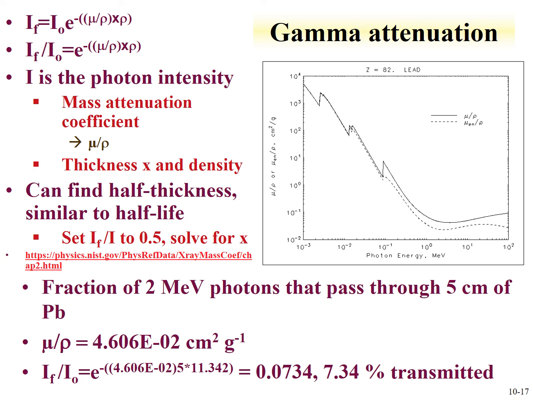As a simple example, one can determine what fraction of 2 MeV photons survive after passing through 5 centimeters of lead. One can go again to the NIST database and look at the X-ray mass attenuation coefficients for 2 MeV photons. The value is shown here. One plugs this into the equation, where the amount that passes through, the final intensity divided by the initial intensity, is equal to e to the minus the mass attenuation coefficient times 5 centimeters of lead times the density of lead, and it equals about 7.3% of the photons passing through that lead.